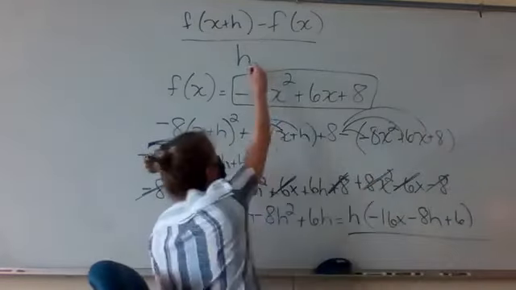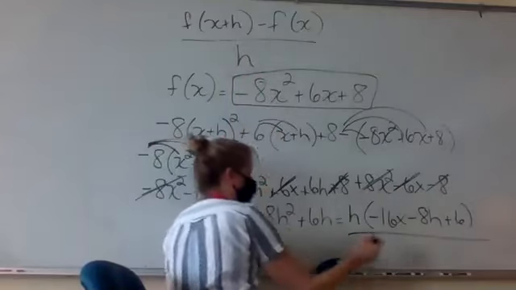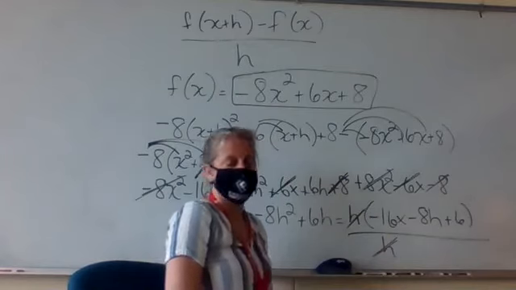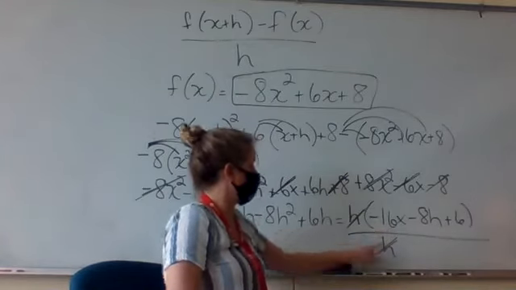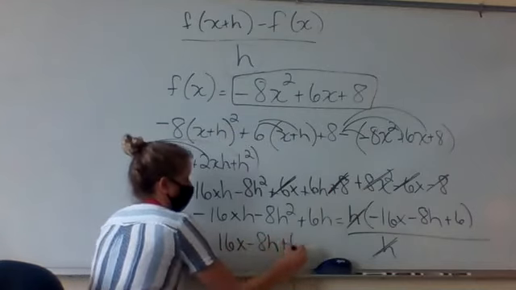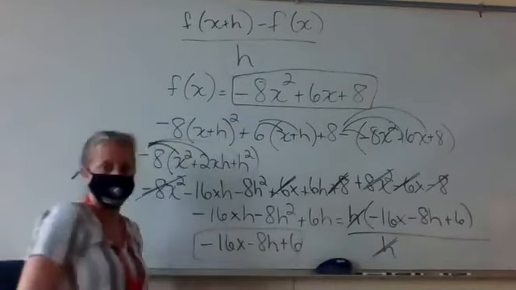And remember, the h is the denominator of the difference quotient, which means this h cancels that one. So your answer is just negative 16x minus 8h plus 6. Whew.